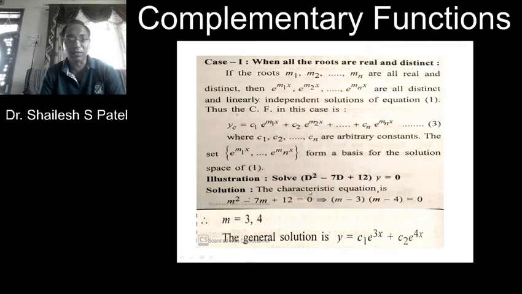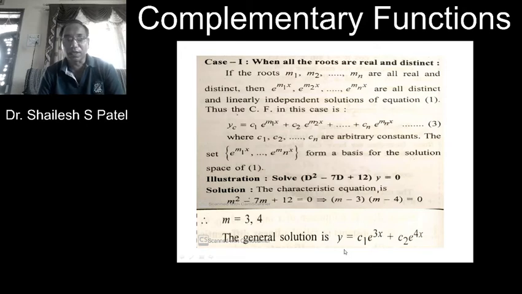Characteristic equation means the polynomial we obtain by replacing D by m. So here we can write this as m square minus 7m plus 12 equals 0. After factorizing this, we get (m minus 3)(m minus 4) equals 0. That means we have obtained two different values of m, 3 and 4. So the general solution is y equals c1 e raised to 3x plus c2 e raised to 4x.